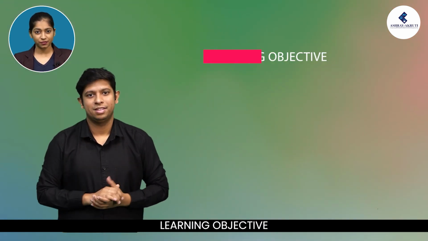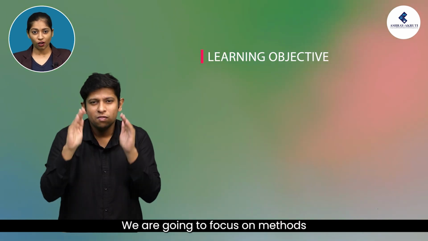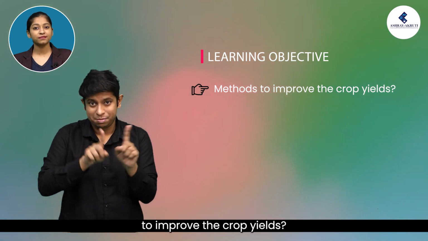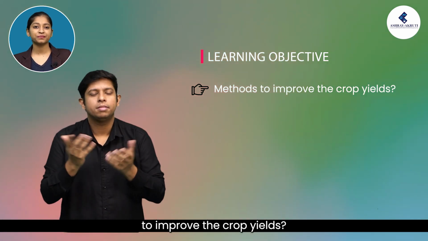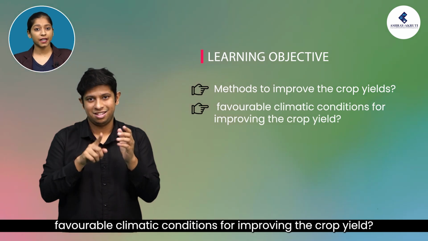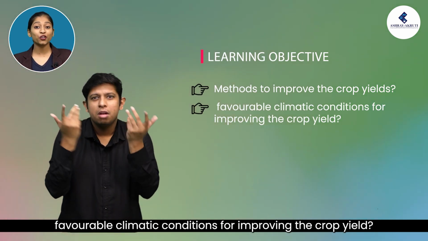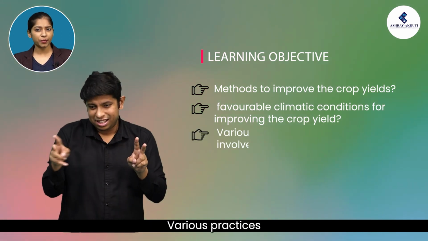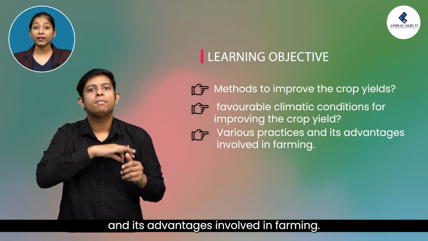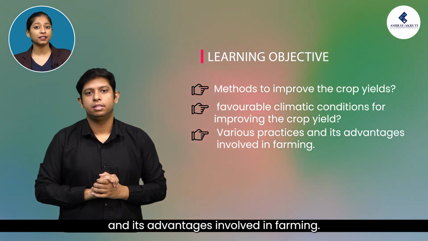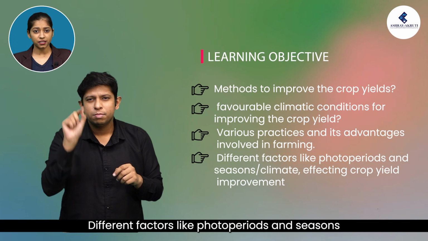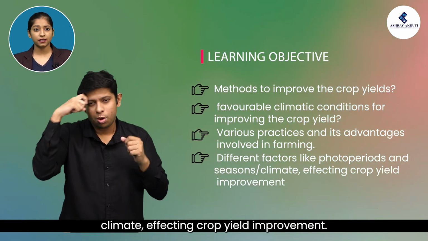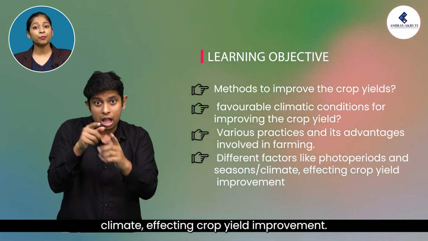Learning objectives. We are going to focus on methods to improve the crop yields, favorable climatic conditions for improving the crop yield, various practices and its advantages involved in farming, and different factors like photoperiods and seasons or climate affecting crop yield improvement.